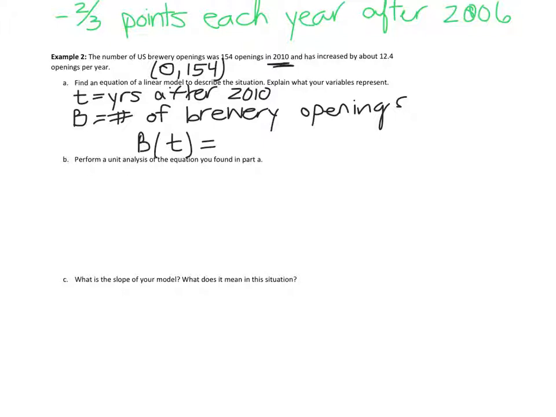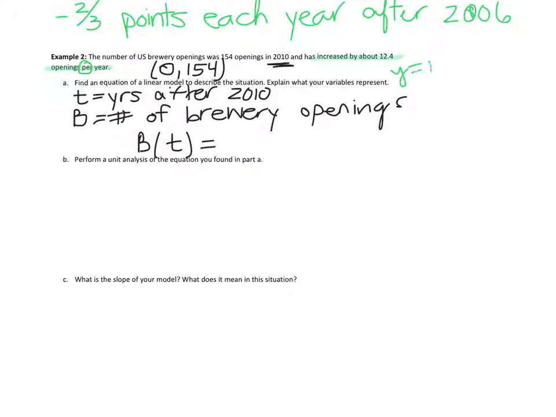And then notice this next part. They're increasing by about 12.4 openings per year. That's telling us a rate of change because they're giving us the amount of openings each year. So that's really behaving, remember, rate of change is like the slope.